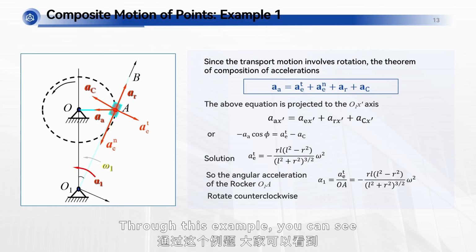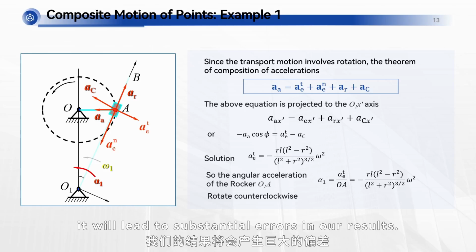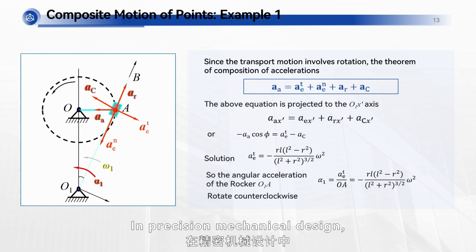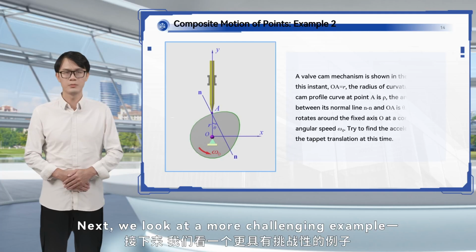Through this example, you can see that if we don't consider Coriolis acceleration, it will lead to substantial errors in our results. In precision mechanical design, such deviations can be fatal. Next, we look at a more challenging example.